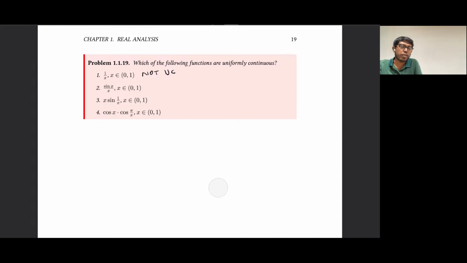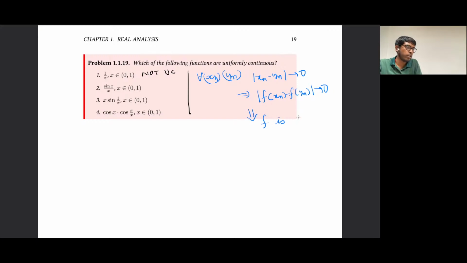As I told, there are two things, but let's first talk about the first thing: for every pair of sequences xn and yn, if xn minus yn converges to 0 implies f of xn minus f of yn converges to 0, then f is uniformly continuous. So what I'll do, as I showed in the graph, is take, let's say, 1 by n and 2 by n.